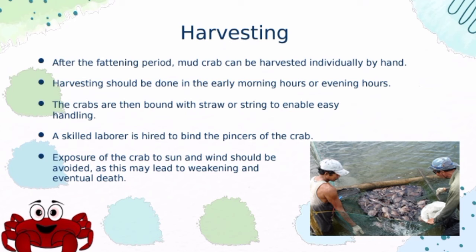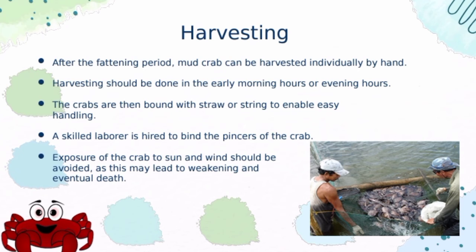So after the fattening period, or when the crabs reach their minimum marketing size, then the mud crab can already be harvested individually by hand, or you can also use traps, trolling, hooking, or baited wire mesh pots. Harvesting should be done in the early hours or evening hours. Then the harvested crabs should be washed in good brackish water to remove all the unwanted dirt or mud.